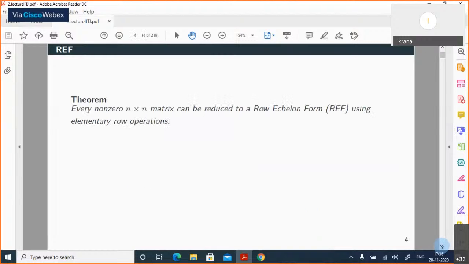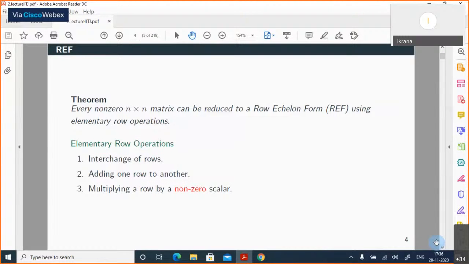that every non-zero matrix, again there is a typo, I should have corrected that, M cross n matrix can be reduced to a row echelon form using elementary row operations. So let me revise those elementary row operations. These were the elementary row operations, namely you can interchange rows. First row can be interchanged with second, or second with the third, or first with the last, and so on. Any two rows can be interchanged.